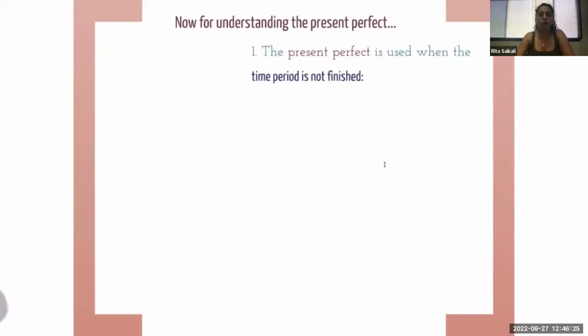The present perfect is usually used when the time period is not finished. I have seen three movies this week. This week is not done. This is something that I did sometime during this week, but the week is not over. The time period is not over, so we use the present perfect. If it had been finished, then I would be using past perfect. I would say I had seen. But since the time period is not finished, this is when we use present perfect.